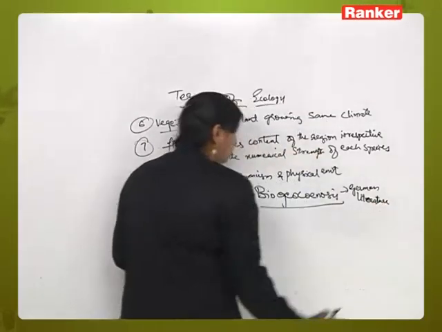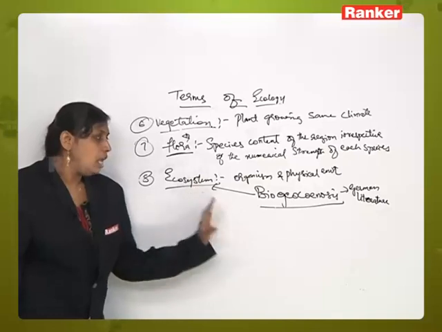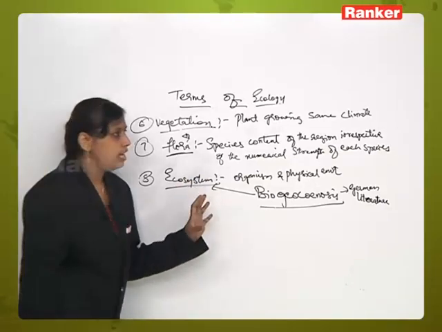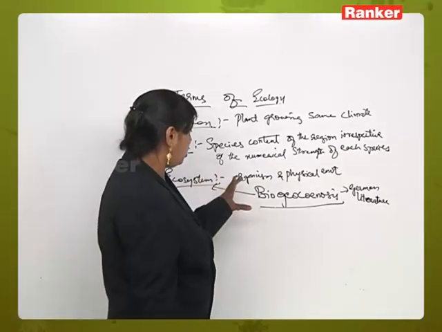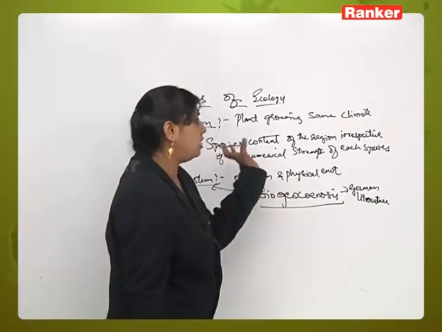German people, instead of using the word ecosystem, use the word biogeocoenosis. It is nothing but an interaction or exchange of material between the organism and the physical environment.